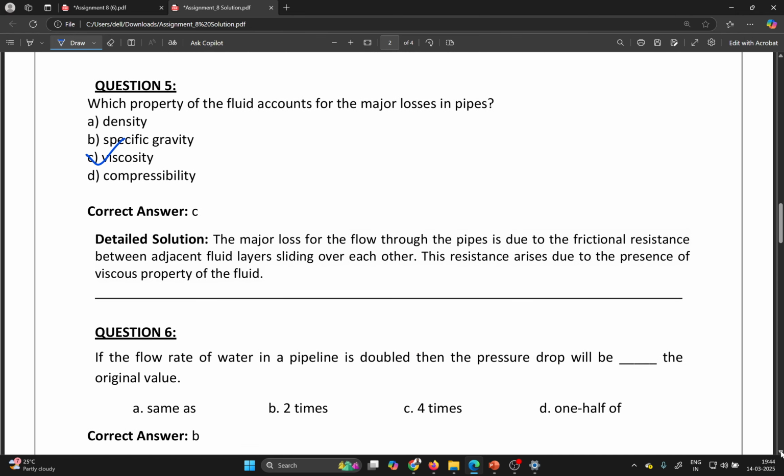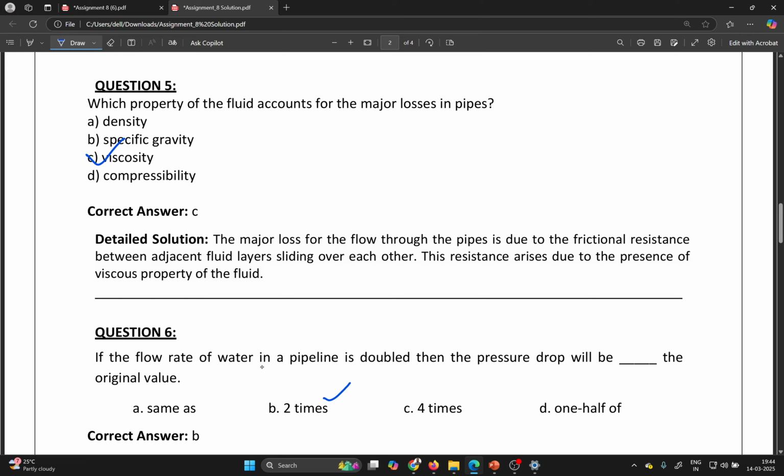Next question is question number 6. Here you can see the answer. B will be correct. Let me read and discuss. If the flow rate of water in a pipeline is doubled, then the pressure drop will be: the same as the original value, 2 times the original value, 4 times the original value, or 1/2 of the original value. Definitely it is 2 times the original value.